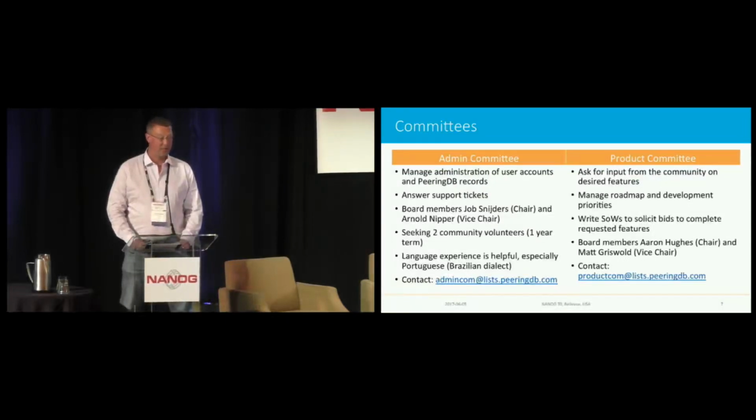Then we have the product committee. The product committee is what drives the direction of the supporting software. We're looking for input from the community on desired features. We manage the roadmap and develop priorities. We write scope of work for what needs to be done to get those developments implemented. They solicit bids to complete the required features, and they submit that to the board for approval for budget. If you'd like to contact the product committee, you can email ProductCom. If you have a feature request, you can send it there. If you'd like to see something different, let us know.